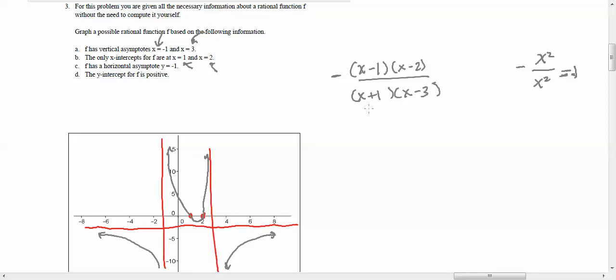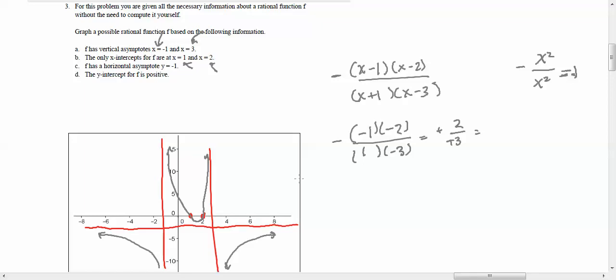So, and the y-intercept is positive. So if I set x equal to 0 on all of these, am I going to get a positive y-intercept? That would be, let's see, -1 times -2, over 1 times -3, and there's a negative out in front, so then I have -2 on top and -3 on the bottom. That would be 2/3. Hey, that's a positive intercept.